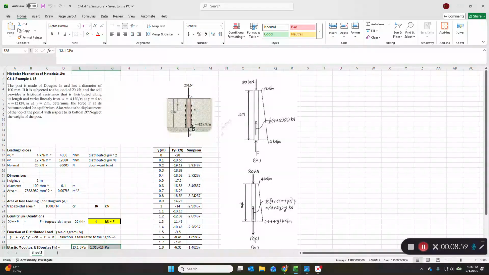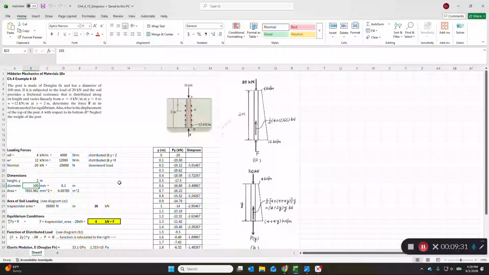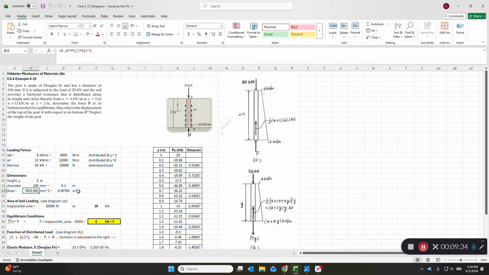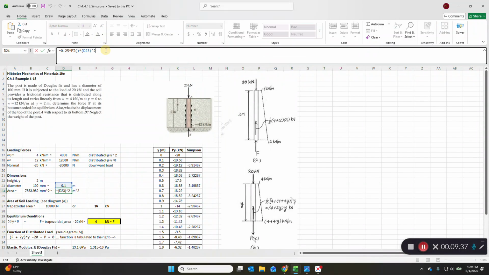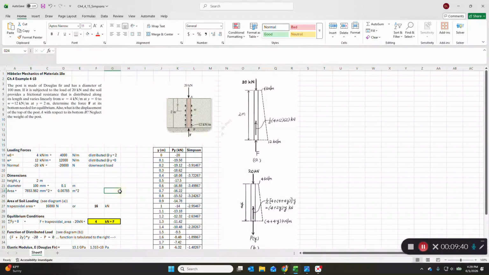So what's the resistant force F at the bottom for equilibrium? And what's the displacement of the top of the post A with respect to the bottom B? So it's going to be a small displacement. Neglect the weight of the post. So let's fill in the blanks. The loading forces here begin at 4, end at 12 over a 2-meter depth. And then we have a minus 20 kilonewton downward load here. So everything is converted to newtons and meters in the shaded block. The height y is 2. The diameter of the post is 100 millimeters, so we're going to convert it to meters, and then calculate the area in meters squared by multiplying by 1/4 pi d squared in meters.